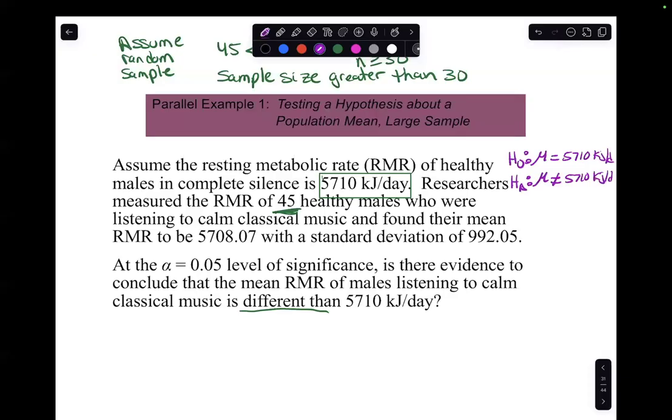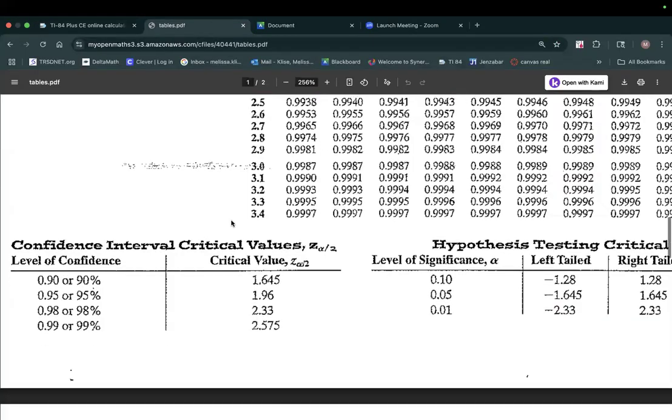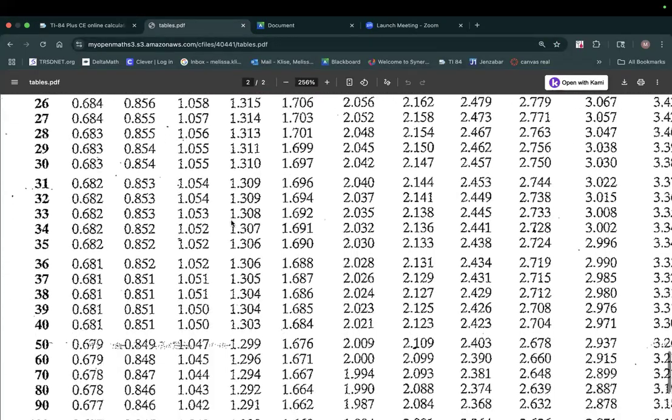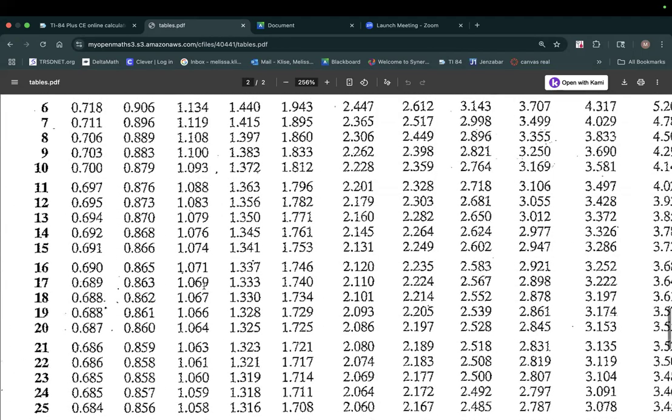I'm going to cut the alpha in half for when I look for my t-value. So I'm going to use alpha divided by 2, which is 0.025. Now we're going to use n minus 1 degrees of freedom. I'm going to pop over to my t table. So the thing is, I don't have n minus 1 degrees of freedom or 0.025.